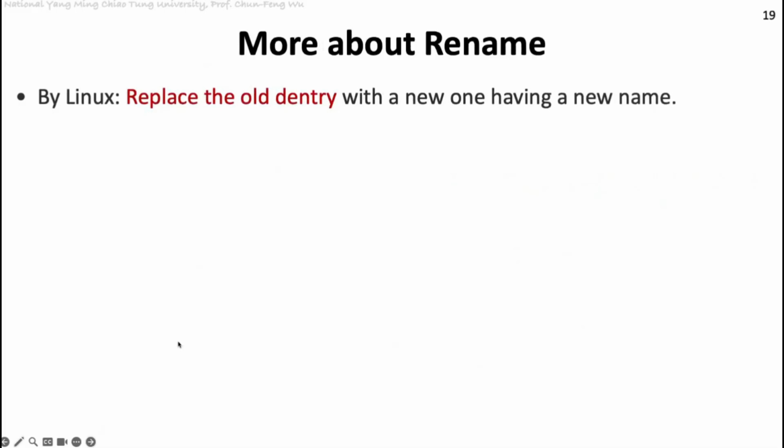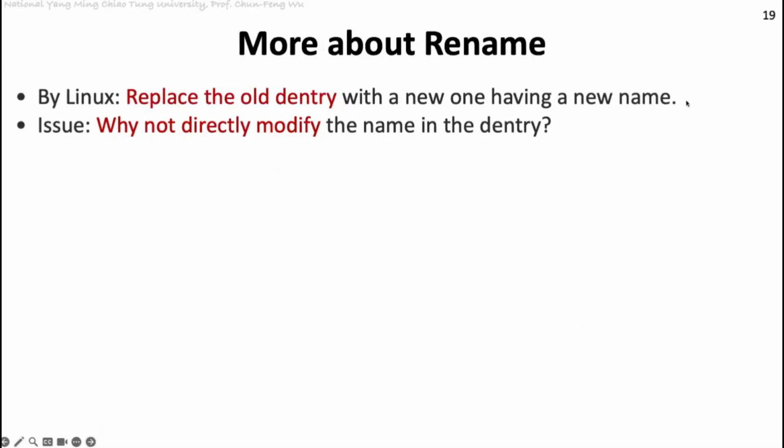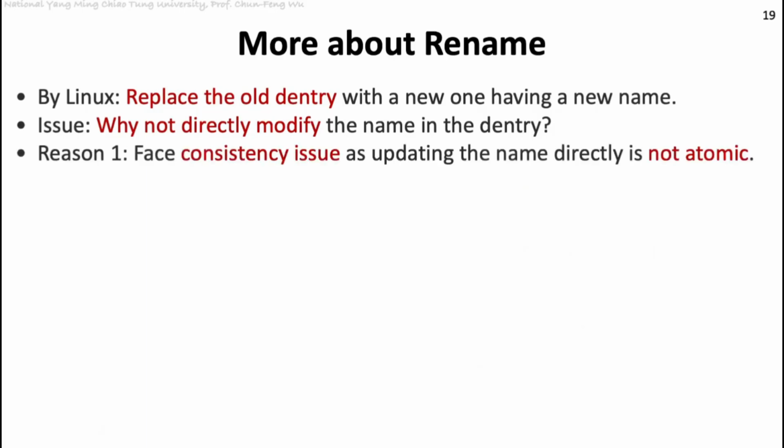Let me jump directly to the key things, because I think the entry is not easy to understand. So let me use rename as an example of how this information looks. In Linux, the rename function works by replacing the old entry with a new one having a new name. A very intuitive question is: why not just directly modify the name in the d entry? Why do we need to create a new d entry and replace the old one? It seems like it takes a further step to realize the rename function.